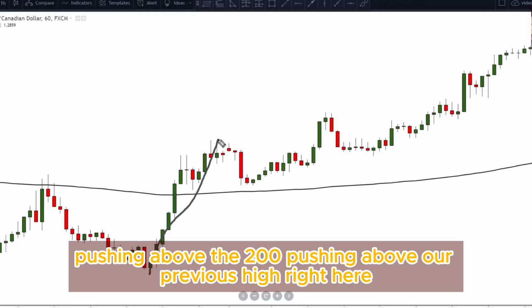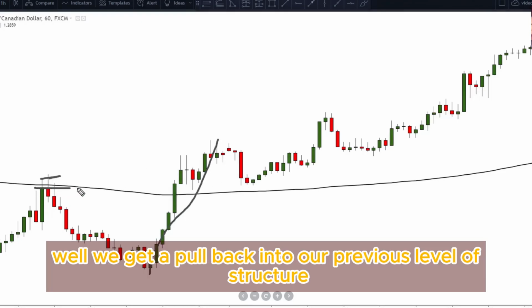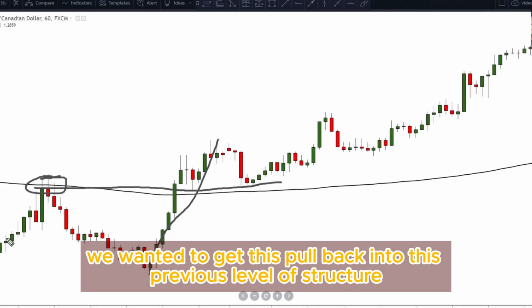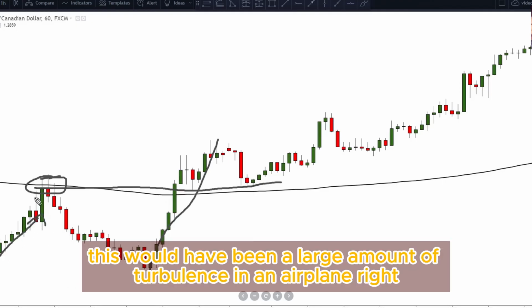Pushing above the 200, pushing above our previous high right here. What happens next? Well, we get a pullback into our previous level of structure. What did we just talk about? We wanted to get this pullback into this previous level of structure. Was this a major level of structure? Yes, this would have been a large amount of turbulence in an airplane, right?